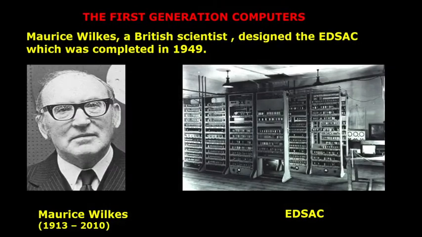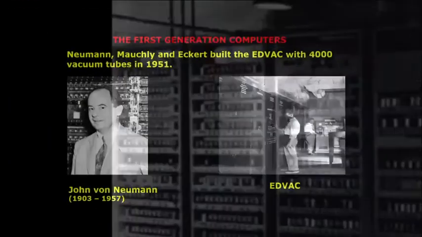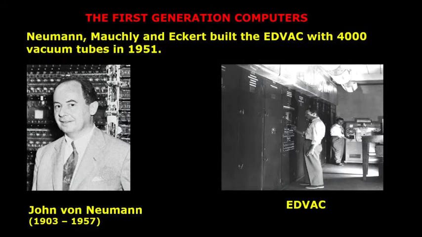Maurice Wilkes, a British scientist, designed the EDSAC, which was completed in 1949. Maurice Wilkes was born in 1913 and he died in 2010. Neumann, Mauchly, and Eckert built the EDVAC with 4,000 vacuum tubes in 1951. Neumann was born in 1903 and he died in 1957.